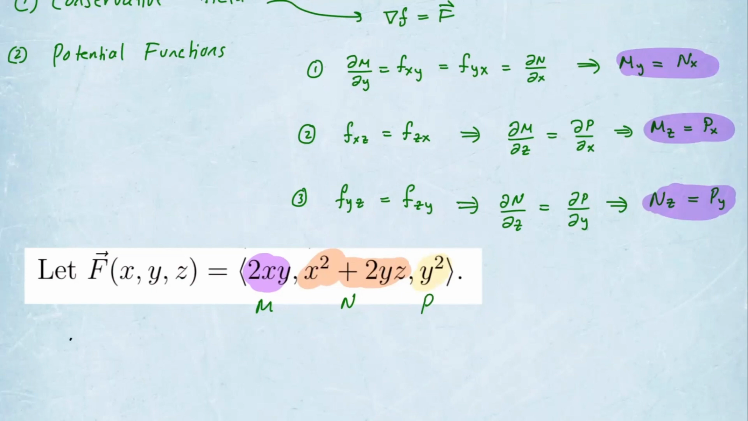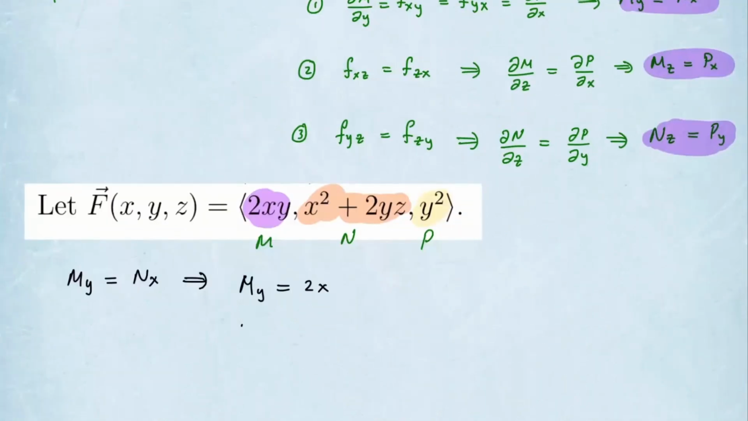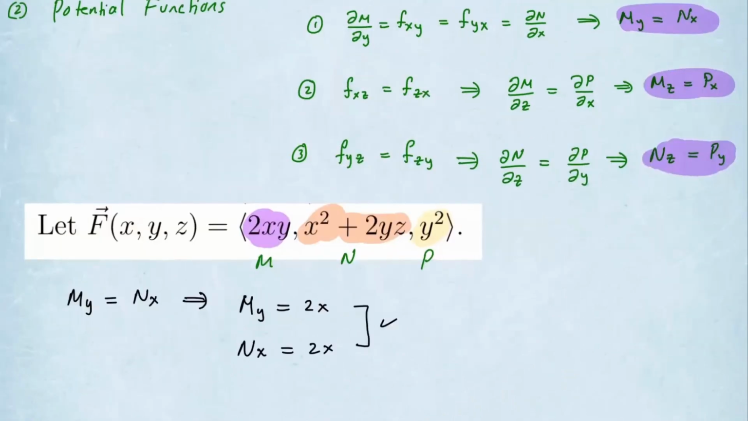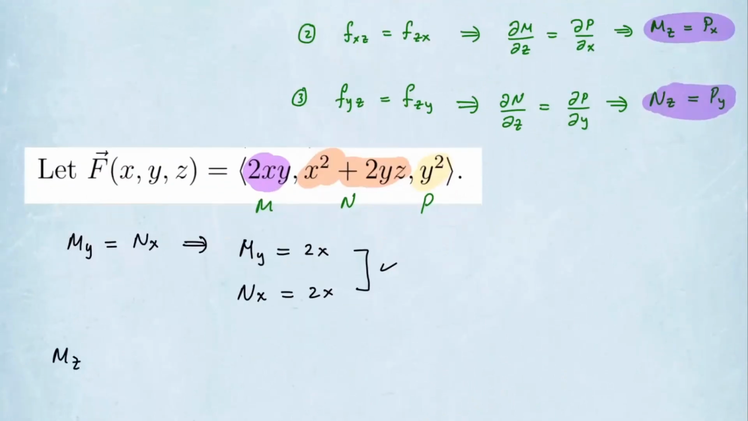We want to test if M sub y is equal to N sub x. Let's check. Take the partial of M with respect to y. We're going to get 2x. Then we take the partial of N with respect to x. That's going to give us also 2x. So this checks out. Now the next one, let's go ahead and do that order: we want to check that M sub z is equal to P sub x.